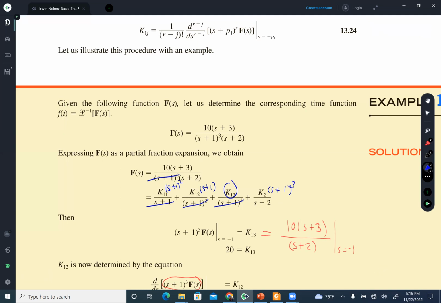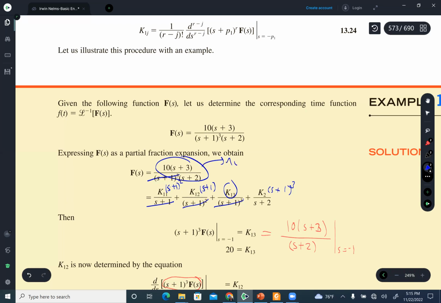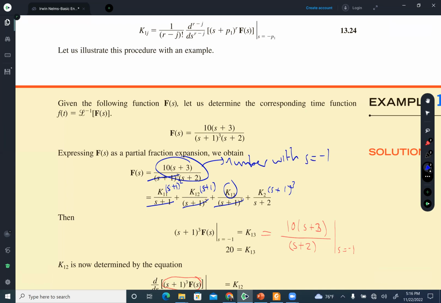Now I substitute s is equal to minus 1, right? If I substitute s is equal to minus 1, I get some number for this. This is a number which I can calculate. S is equal to minus 1. I'll let you do that. 10 times minus 1 plus 3, which is 2, divided by minus 1 plus 2, which is 1. So that's 20, right? So this number will be 20.